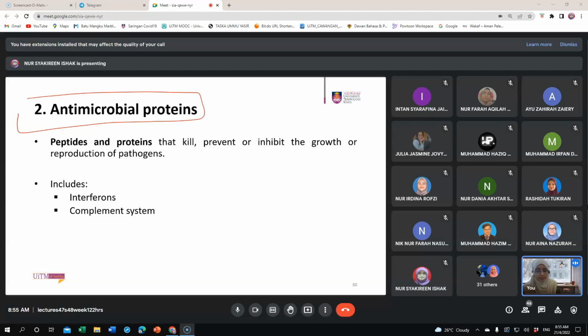Okay, antimicrobial proteins. So the antimicrobial protein consists of peptides and also proteins. So that's why we call it antimicrobial protein. It contains peptides and also protein that function to kill, prevent, or inhibit the growth or reproduction of pathogen. So examples of antimicrobial protein kita ada interferons and also complement system. So you have to know the mechanism of each of these components. Okay, so the interferon macam mana dia berfungsi, complement system macam mana dia berfungsi.